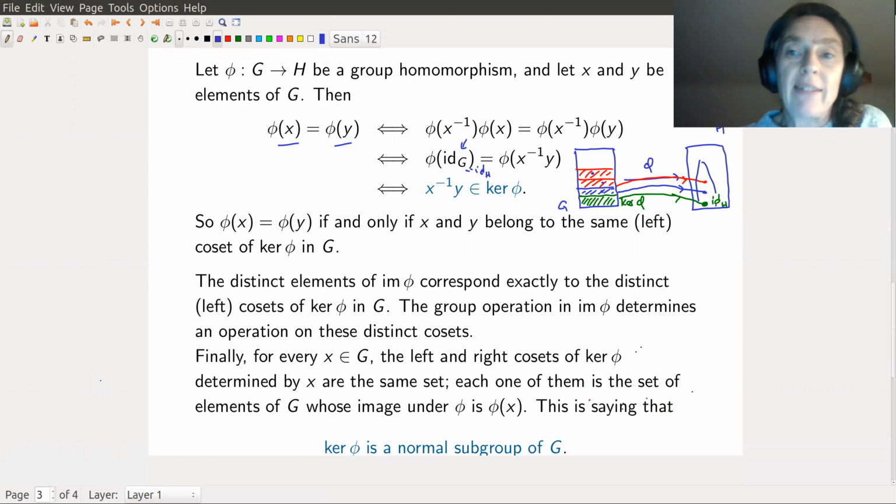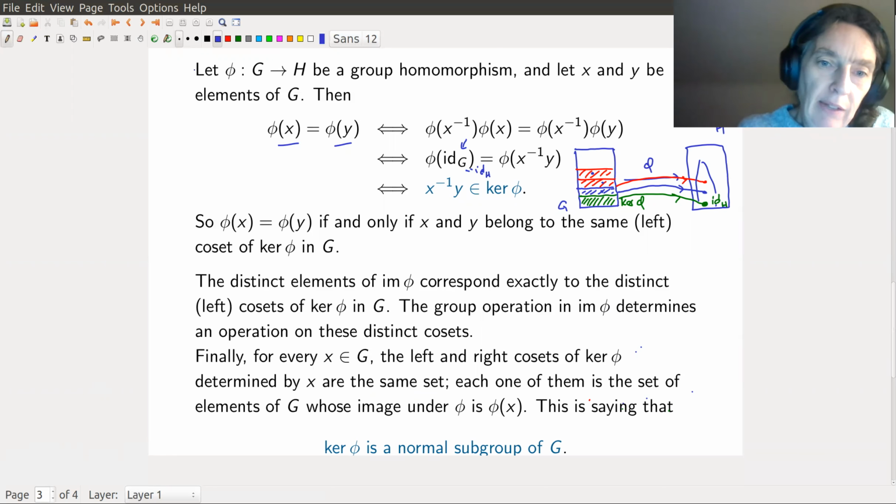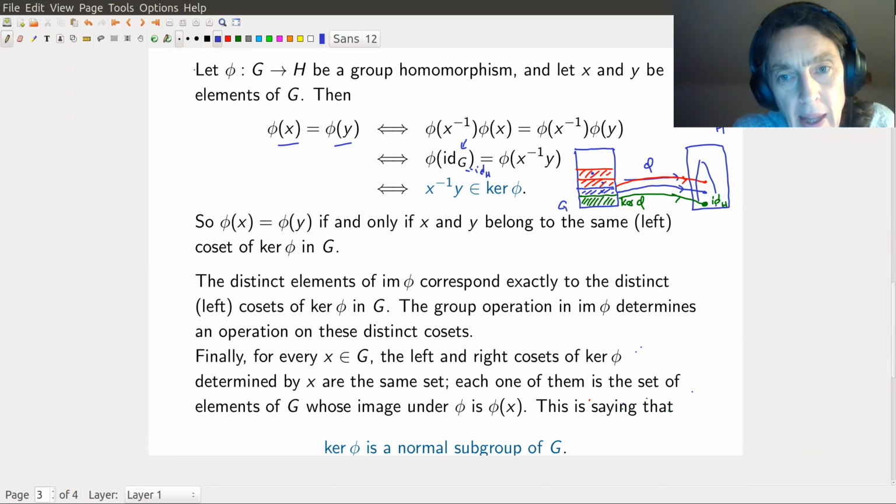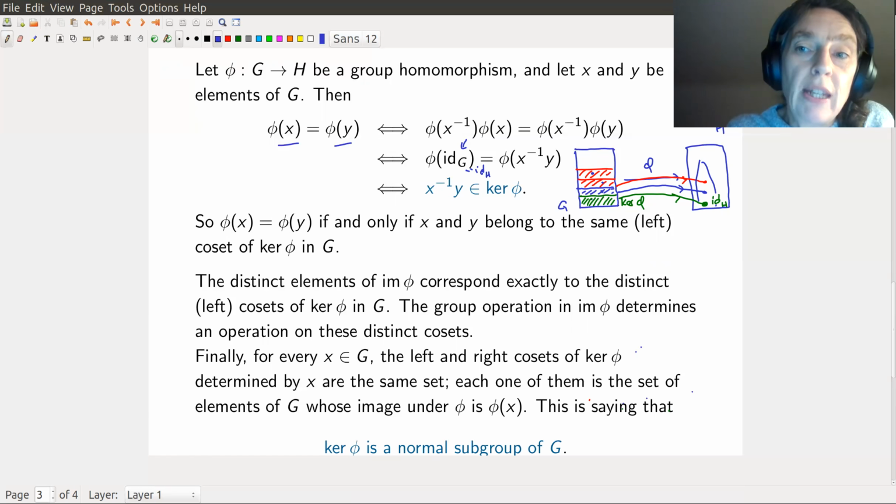And a reason for that is because we can observe that if you take any element x of G, the left coset of the kernel of phi determined by x is the set of all elements in G whose image under phi is just phi of x times the identity element of H. So the left coset of the kernel of phi determined by any element x of G is just the set of those elements of G whose image under phi is the same as the image of x.